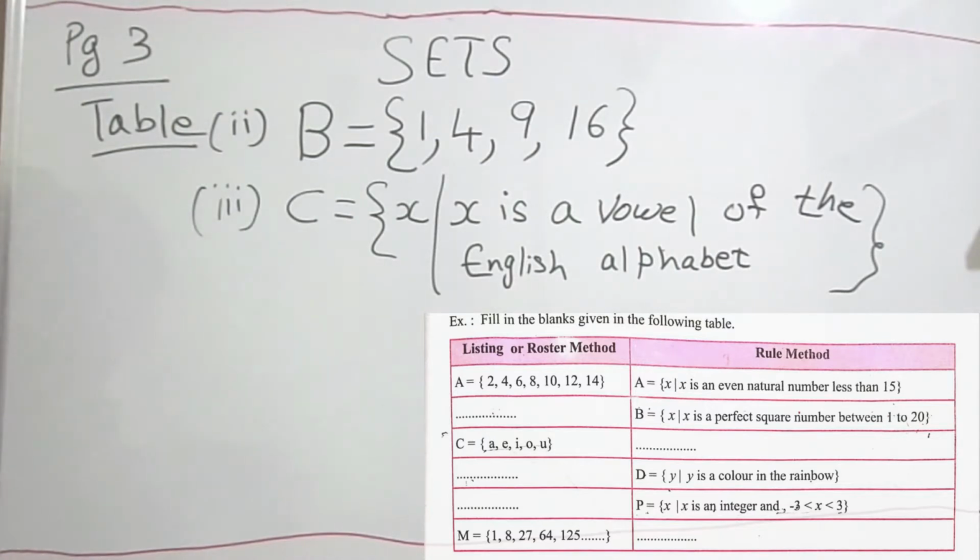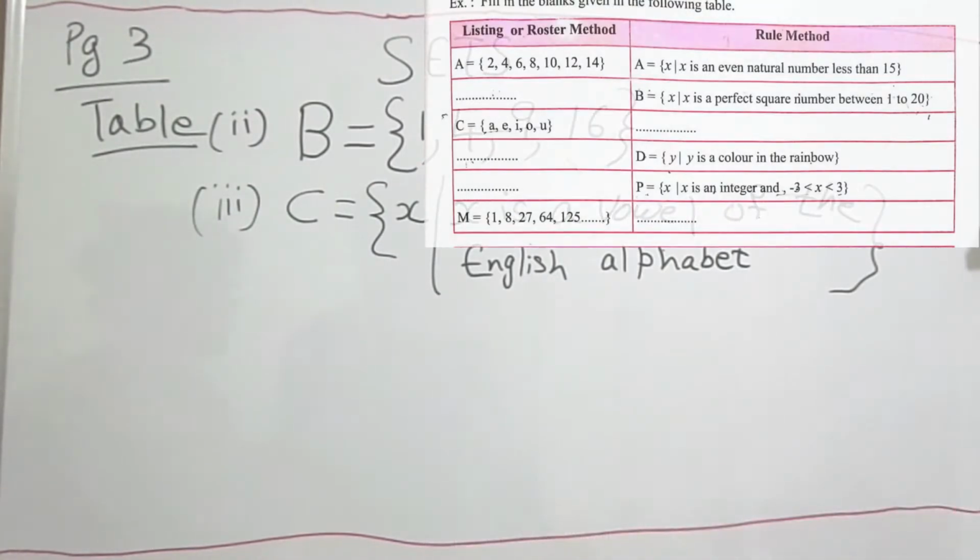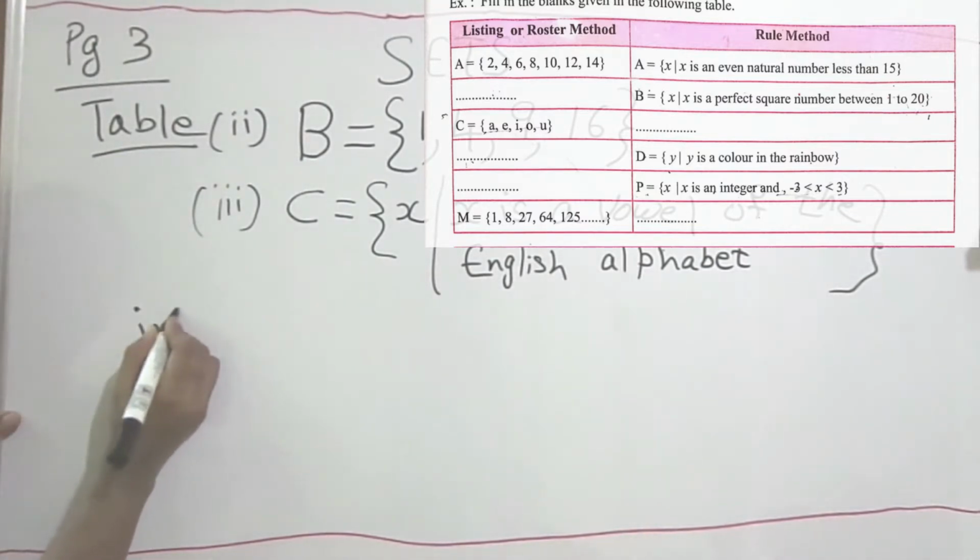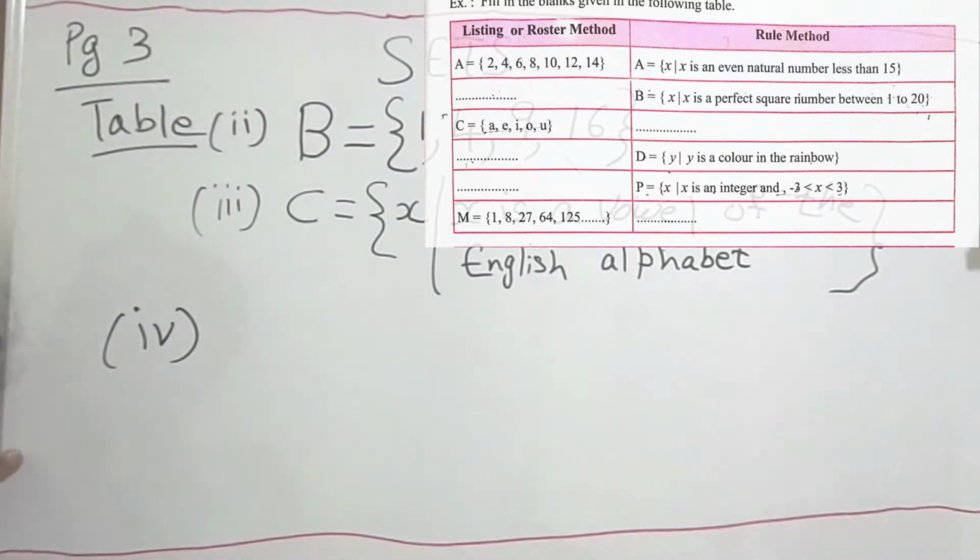The next one, the fifth one. P is equal to x, such that x is an integer, and we have already known how to read this. x is between -3 and 3. I have given it to you in symbols, so study the symbols. So you have to tell the numbers between -3 and 3. So what is the name of the set? P is equal to. Open the bracket. Tell me all the integers which are between -3 and 3. There is no equal to sign with the less than, that means -3 and 3 are not included.